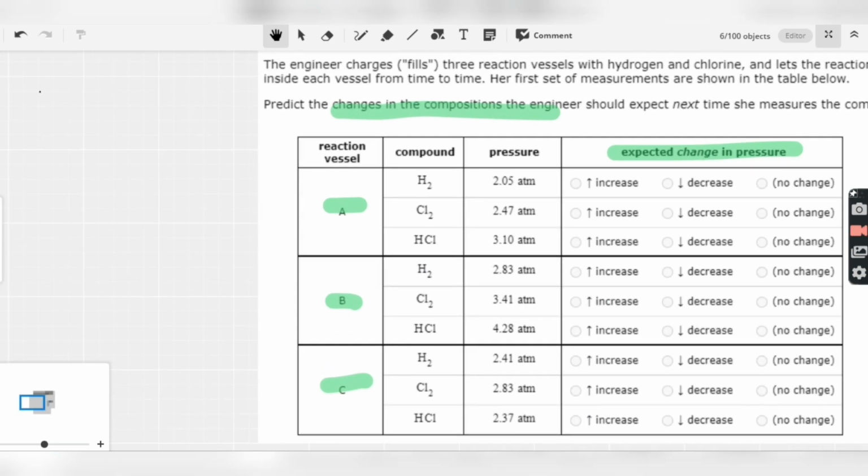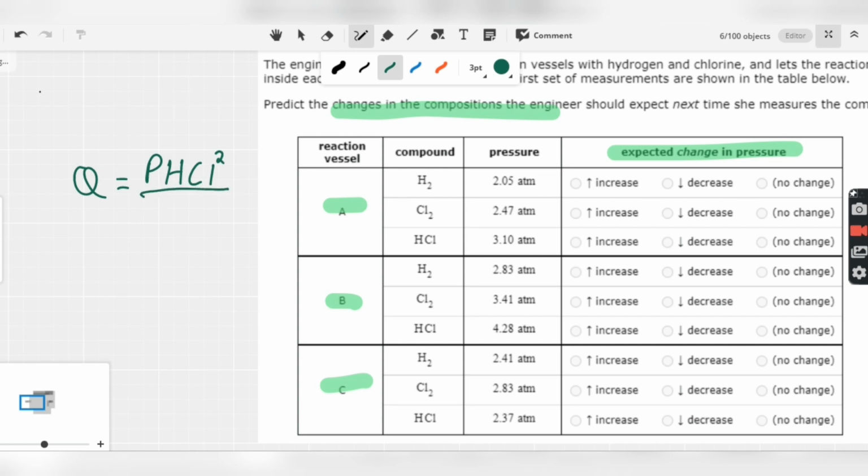In the first case, reaction vessel A, we need to calculate the reaction quotient. So Q will be equal to the pressure of HCl squared over the pressure of H2 times the pressure of Cl2. Now we need to use the values of the pressure of each product and the reactants.